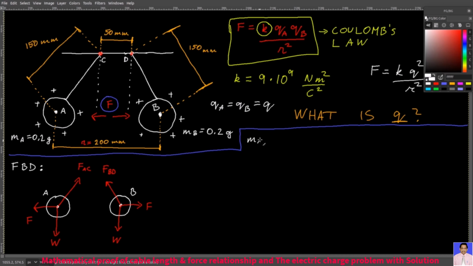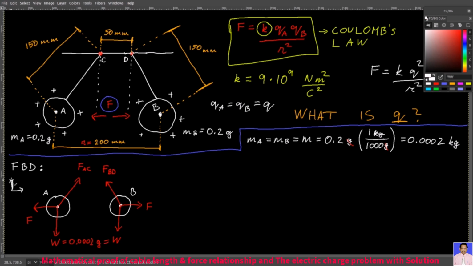Now notice that your masses are in grams. Since they are equal, I'm just going to say that it's an M for both spheres. And I want to express it in kilograms, not in grams. So I will have 0.2 grams, and then I have 1 kilogram here, 1000 grams here. I cancel out the grams, and I will have 0.0002 kilograms. That means that the force of gravity for both spheres is 0.0002 times g.